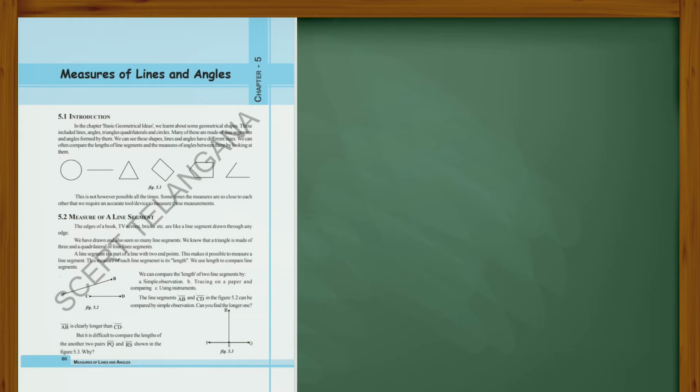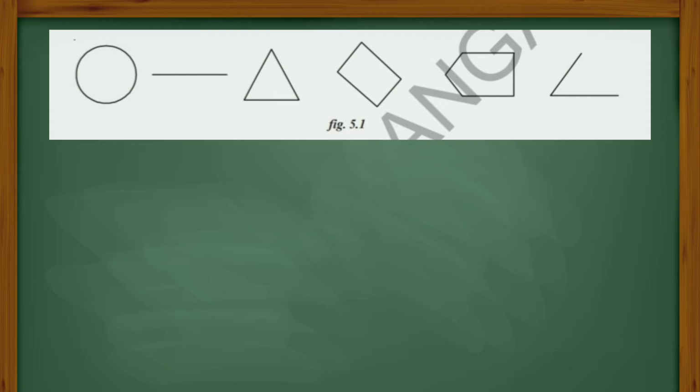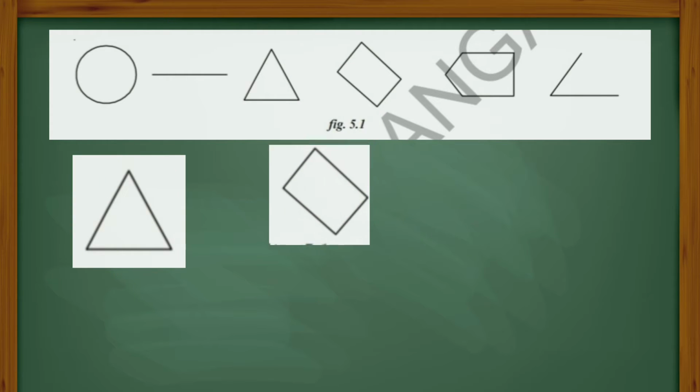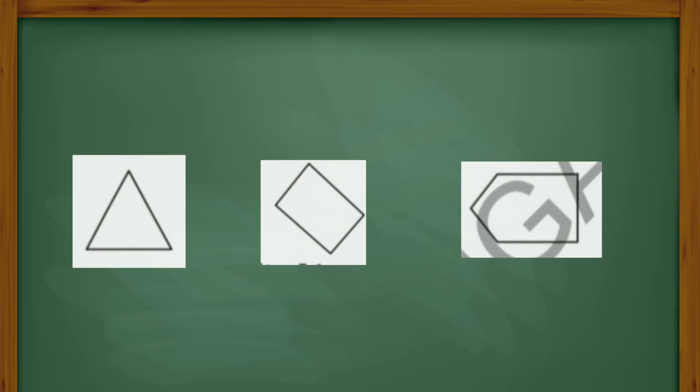Children, open page number 60 in your textbook. That is the first page of this chapter. Observe figure 5.1. What did you observe? Yes, there are some familiar shapes. A triangle is there and some quadrilaterals are there. And you know that these shapes are formed with line segments. For example, a triangle is formed with 3 line segments.